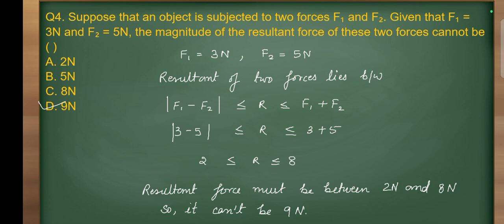Here the options A, B and C, that is 2 Newton, 5 Newton and 8 Newton, all these forces will lie between 2 to 8 Newton. Only 9 Newton will not lie between this force. So accordingly option D is correct.